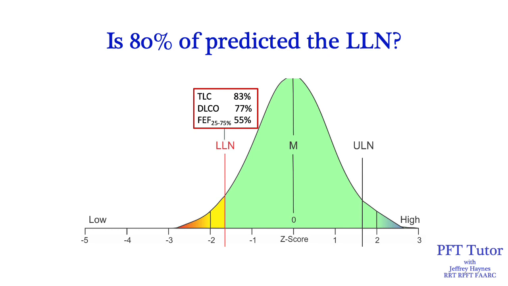In addition, the statistical lower limit of normal will be different for different PFT values even in the same subject. For example, in this middle-aged subject, the statistical lower limit of normal is 83% of predicted for total lung capacity, 77% of predicted for DLCO, and 55% of predicted for FEF 25-75. The statistical lower limit of normal is low for FEF 25-75 because that value has a very wide normal range.